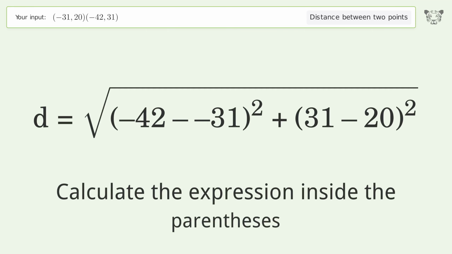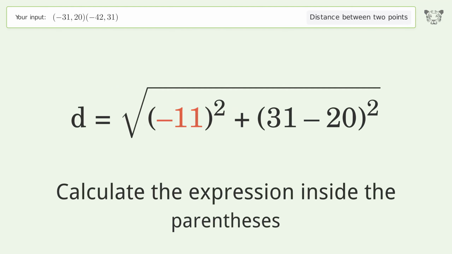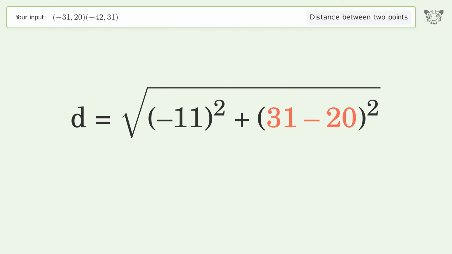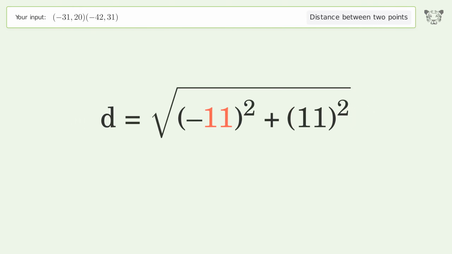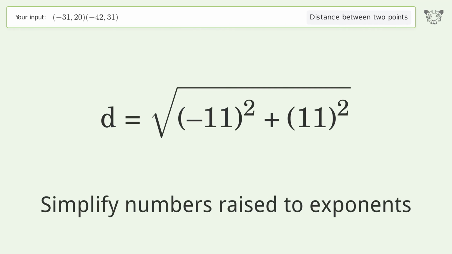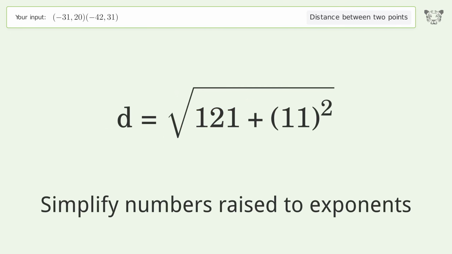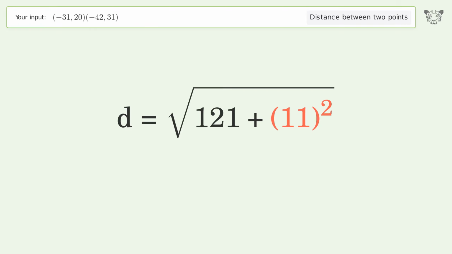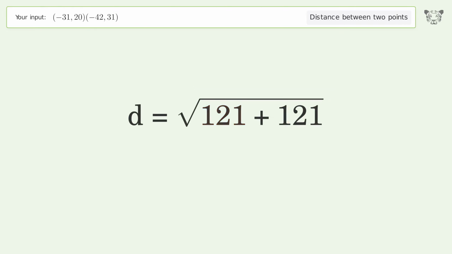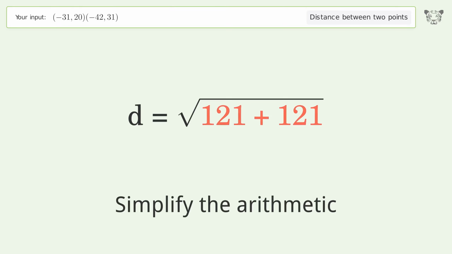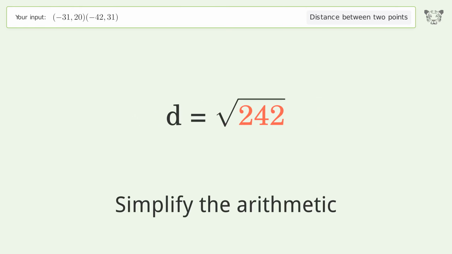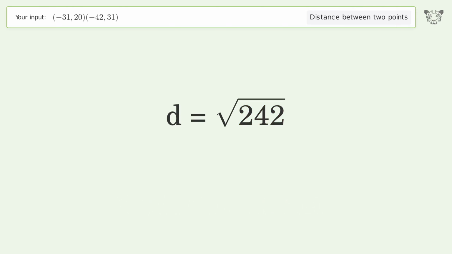Calculate the expression inside the parentheses. Simplify numbers raised to exponents. Simplify the arithmetic. And so the distance between the 2 points is the square root of 242, or 15.556.